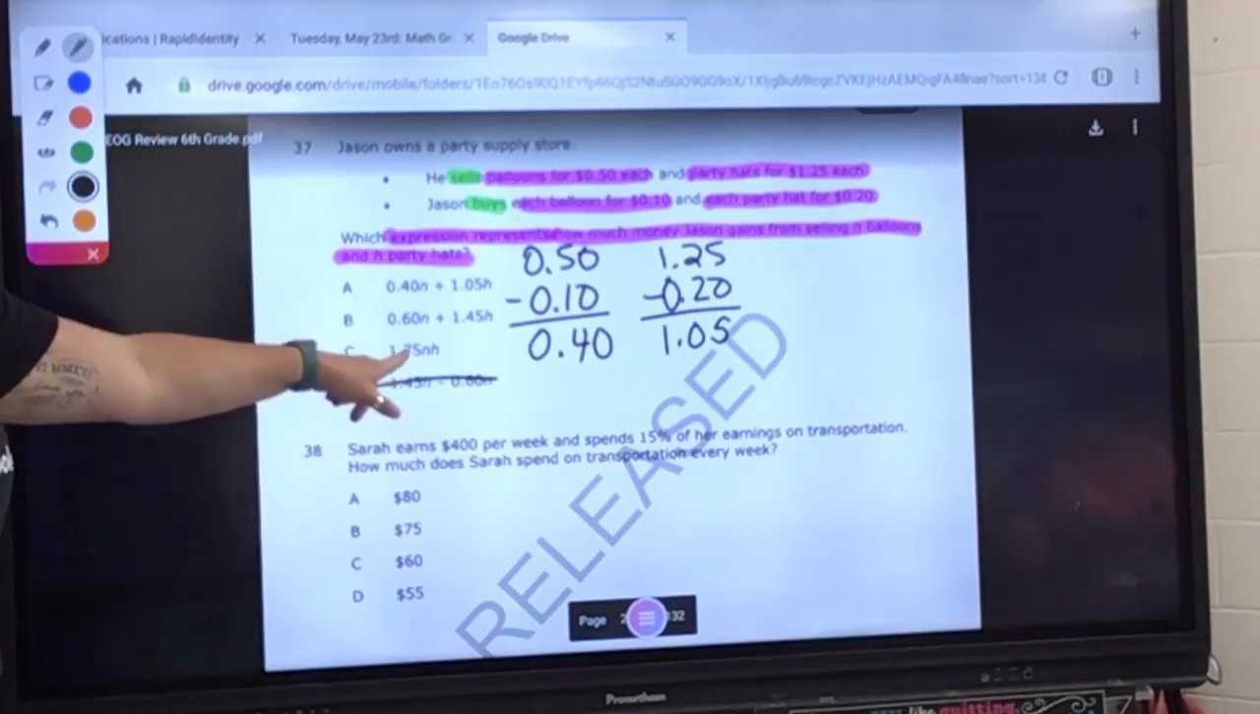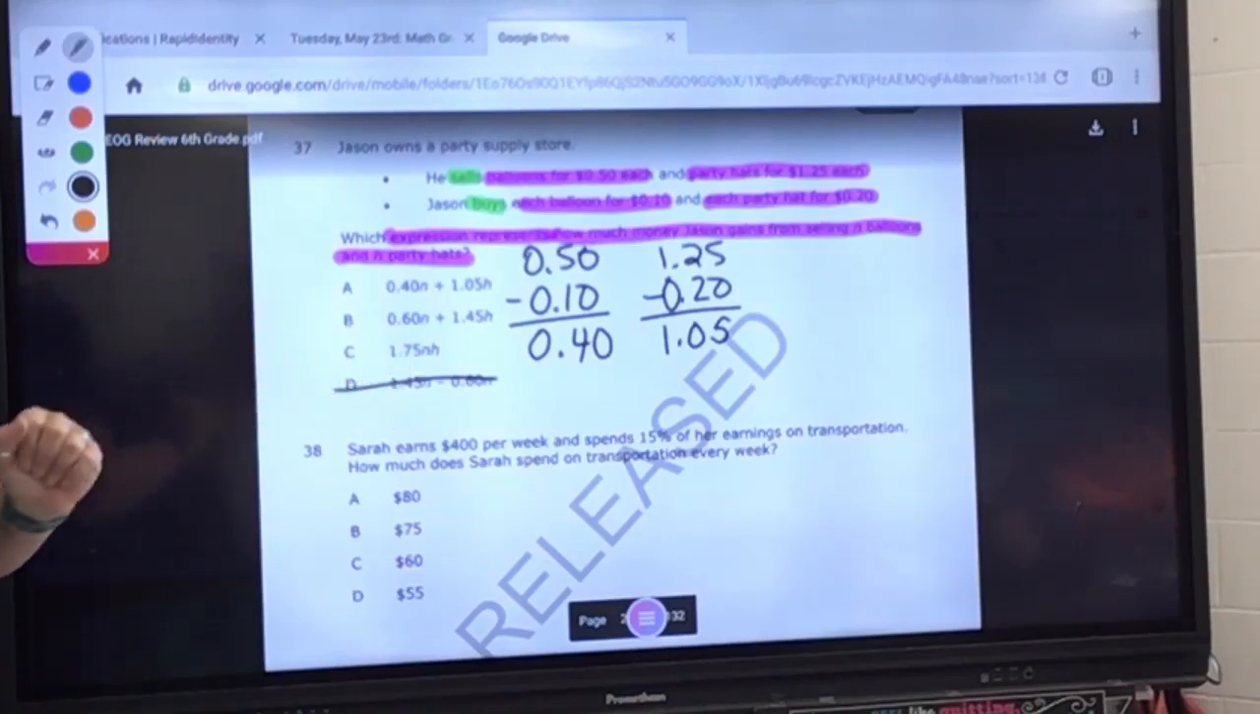Can we get rid of this one? Can we get rid of C? Yes, no? Yes. Why? Why can we get rid of C?